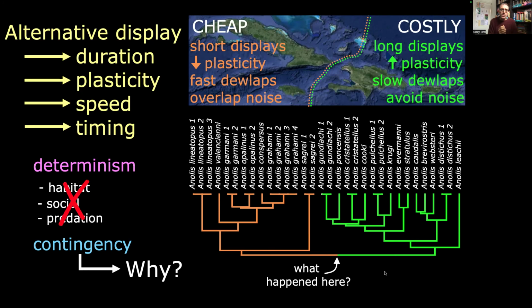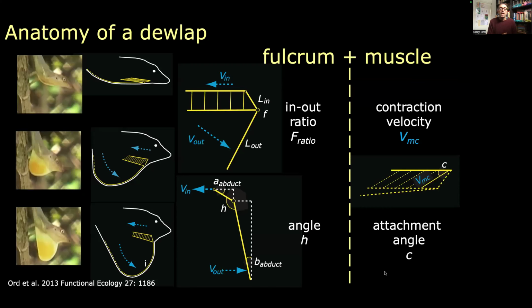There aren't any differences here in terms of habitat, social environment, and predation that would determine those differences between the clades. And it appears to be something that's in the evolutionary history of these two clades that set the two clades onto alternative adaptive strategies. It seems to be related to that dewlap, right?